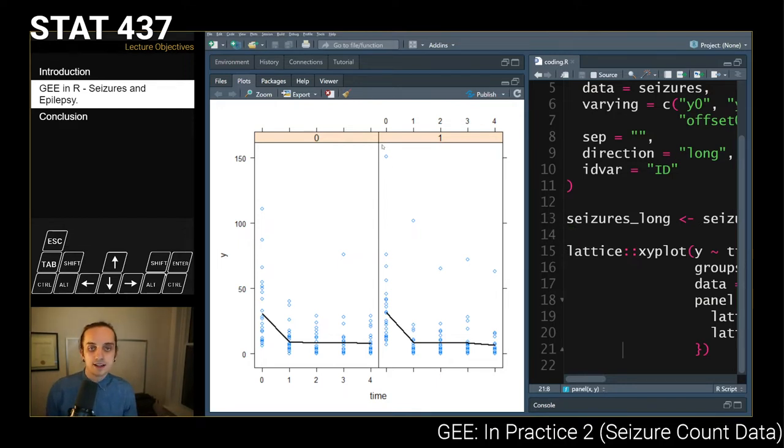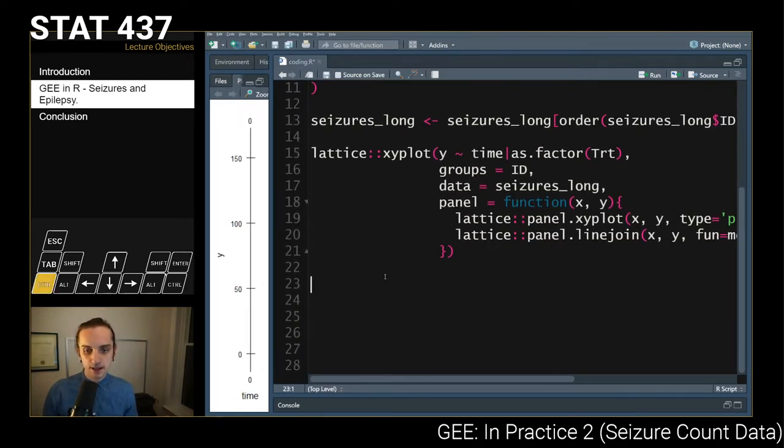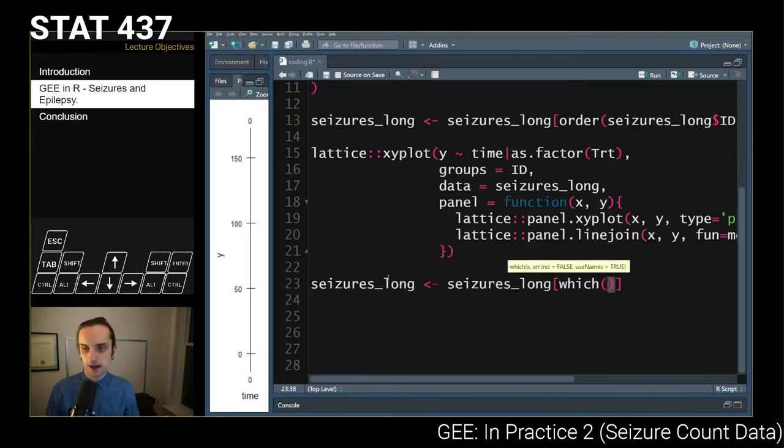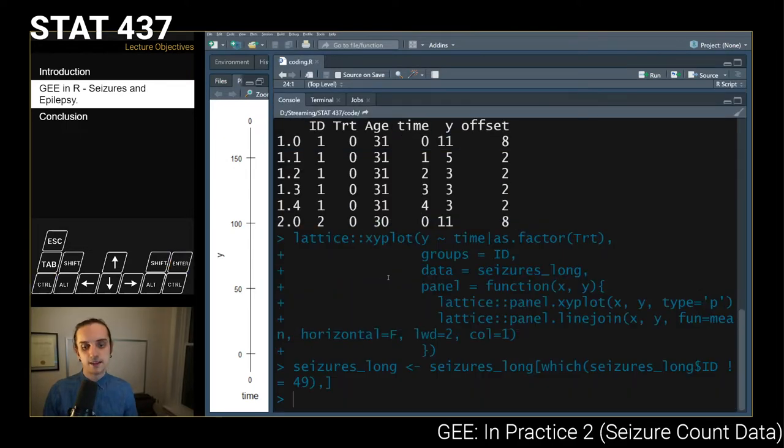And so there's this one patient that during the baseline time had roughly 150 seizures, right? And then throughout the rest of the data was well above everyone else in the category. The only other observation that looks even remotely like that, there's a few at the baseline here, but after treatment has started in the 2-week period, there's only this one observation that stands out. And so we're actually going to exclude that data point as an outlier, okay? It turns out that's ID number 49. So I'm going to say the seizures long data frame is seizures long, and we just want to take all of the rows such that the ID is not equal to 49. And that's just going to remove 49.